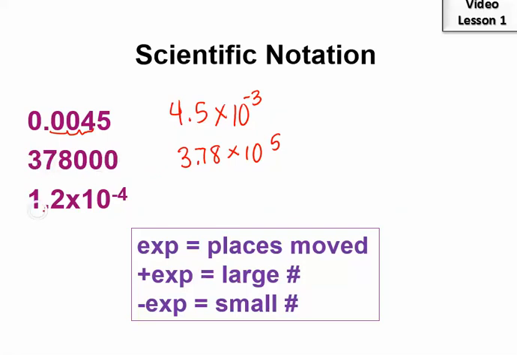Okay, and then on this next one I'm going the other way. I'm going to just start with my 1, 2. And then the decimal's here. I'm going to move it to make this a small number because it's a negative exponent. I'm going to move it 4 places. So 1, 2, 3, 4, and that's where it goes. I'll put a 0 in front of it.